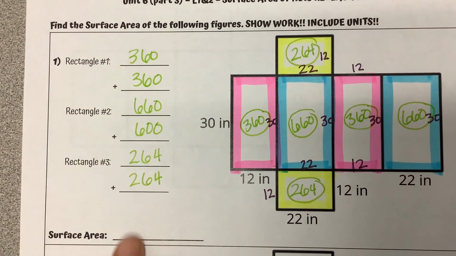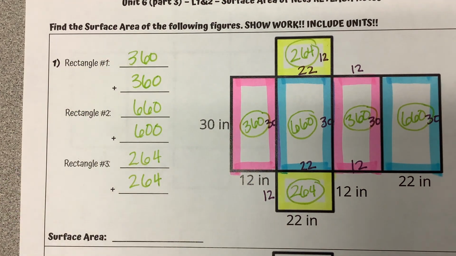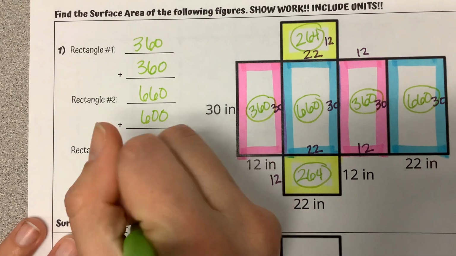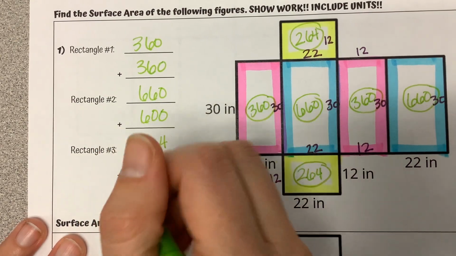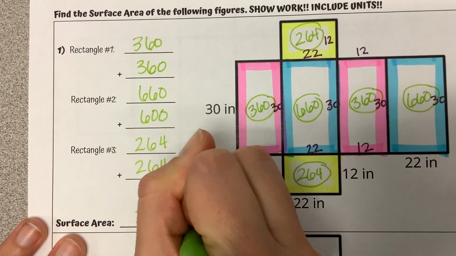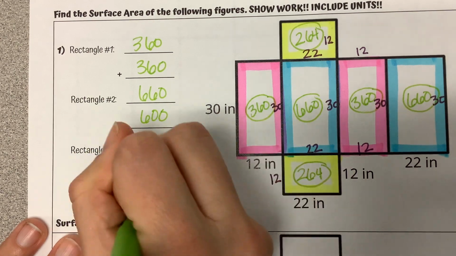So we have 1, 2, 3 sets. I'm adding these all in, I'm plugging them into the calculator, being really careful when I do so. And when I do, I get 2,568 inches squared.